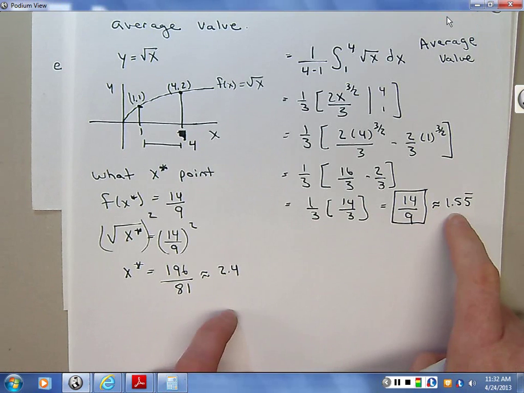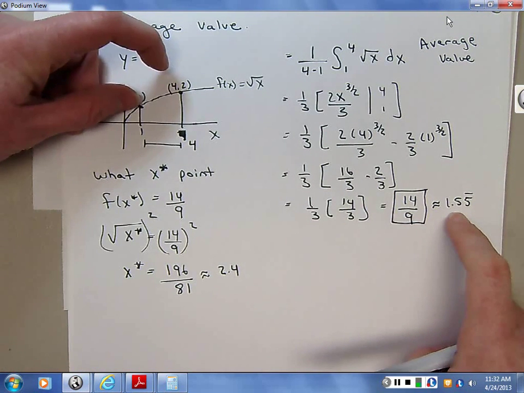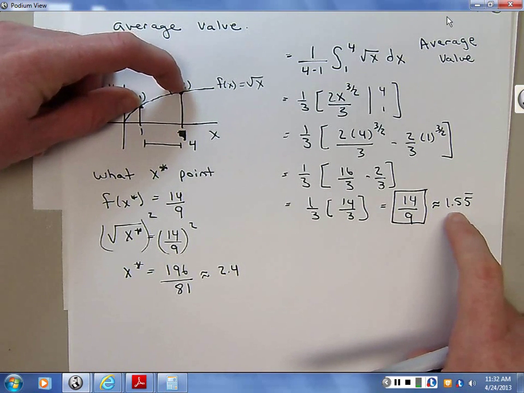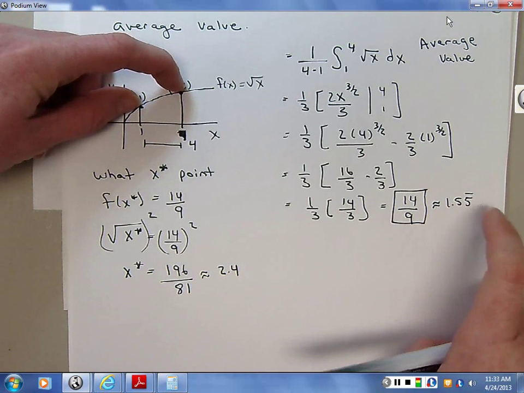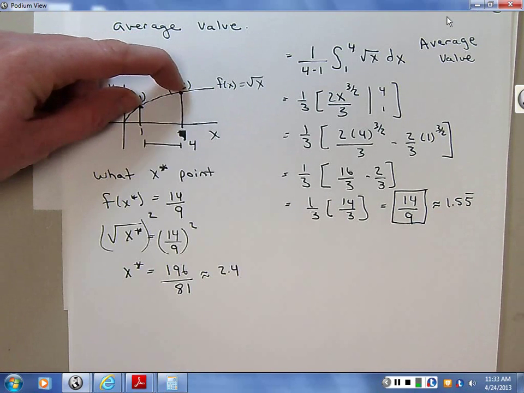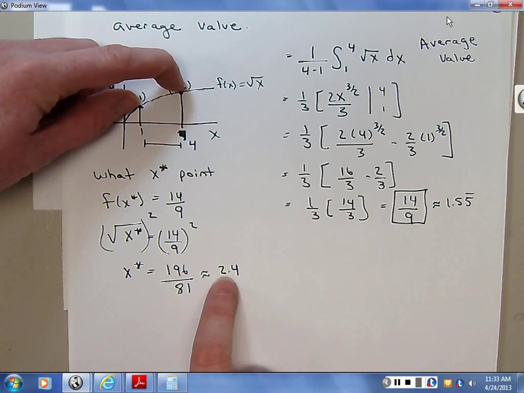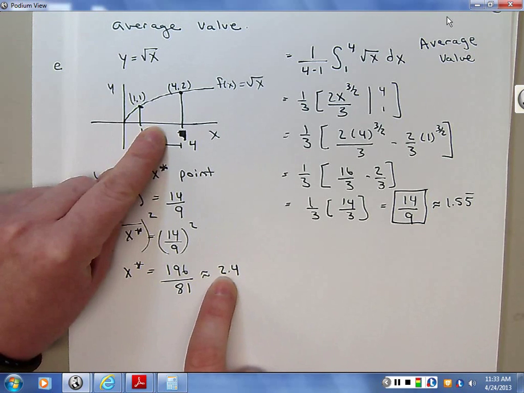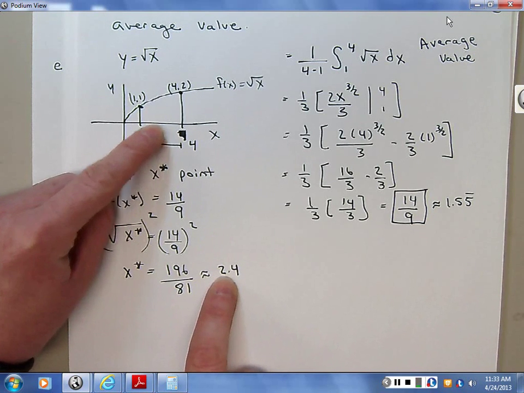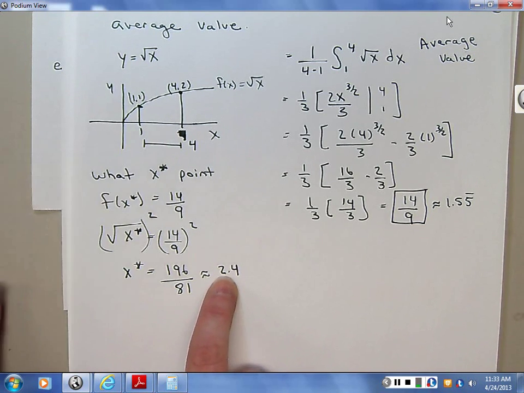So that makes sense, right? The value of the function from 1 to 2, the y point being 1 and the y point being 2, the average value is about 1.55. And that happens when x is 2.4, approximately. X star is 2.4. Does that make sense?